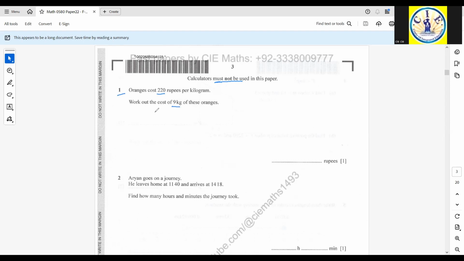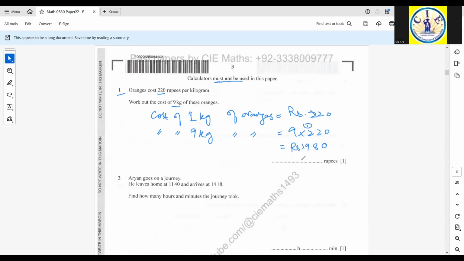So the cost of 1 kilogram of oranges is rupees 220. So the cost of 9 kilograms of oranges is going to be 9 times 220. 9 twos are 18, 9 twos are 18 and 1 is 19, so 1980 rupees.